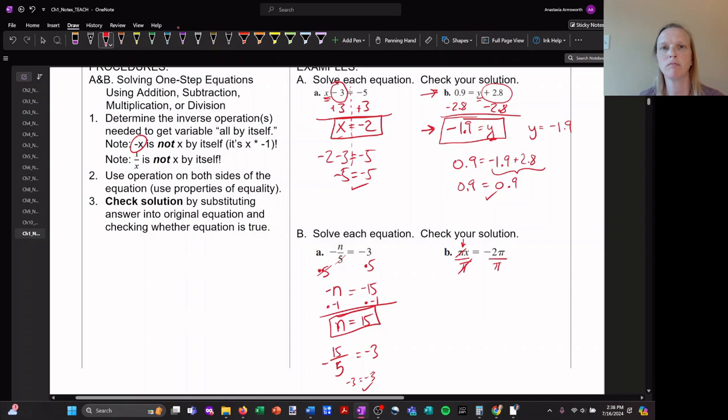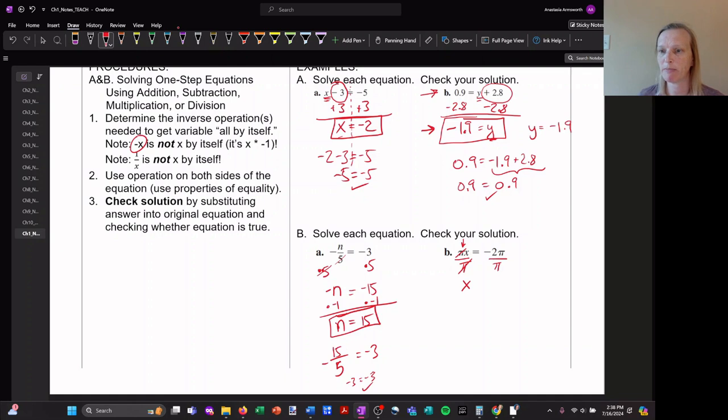2 divided by 2 is 1. 5 divided by 5 is 1. Pi divided by pi is 1. So I just have one x here. I have x all by itself. Notice I'm dividing by pi because x, my variable, was being multiplied by pi, and I want to do the inverse operation.